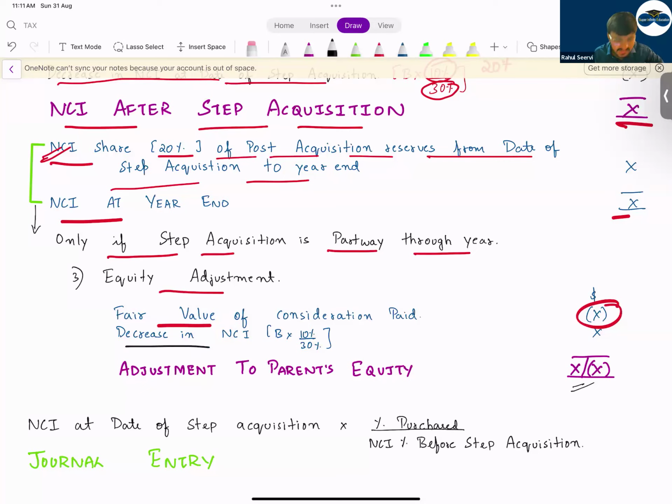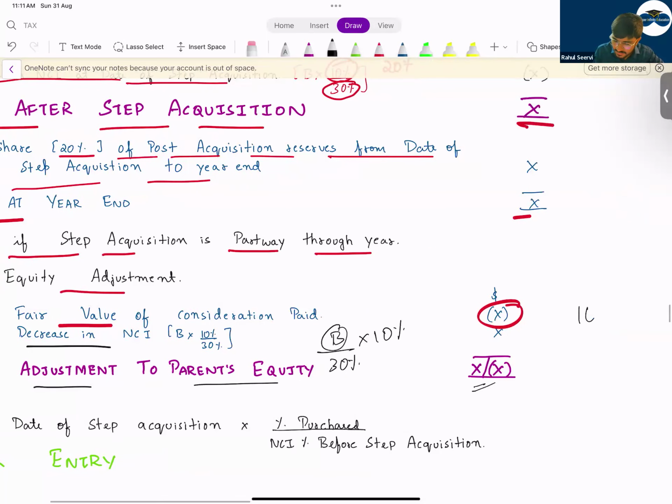Then, sir, decrease in NCI. So decrease in NCI, what is the formula? Sir, we take the value of NCI before step acquisition. We multiply the total interest which we had. And now we see what is the reduction. So we get the value. Then we have adjustment to parent. If I say I paid 100 and the NCI is only decreasing by 70, that means what? It is a loss for me because I'm paying more here. So this is a negative, this positive, automatically this comes, this is a loss and will reduce your retained earnings.